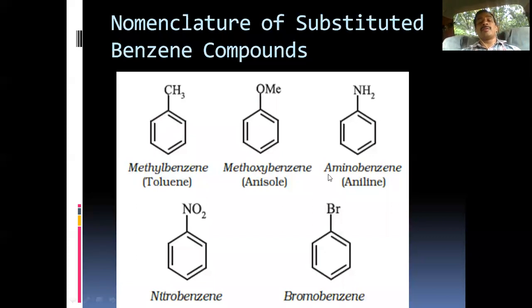Now the nomenclature of substituted benzene compounds. It is taken from the textbook. So you can see a methyl group is substituted in benzene. If there is only one substituent, no need to number the carbon atom, just say methylbenzene. Methylbenzene, also known as toluene. This name is also recognized by IUPAC.